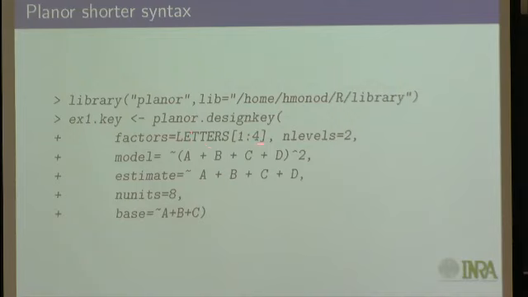Instead of defining, well, there is an object which exists in R which is called letters. So I take the first 4 letters of the alphabet for the factor names. This is the same model, estimate. So this is also a shorthand notation for the formula. I take A plus B plus C plus D and I develop up to order 2, and the rest is the same.